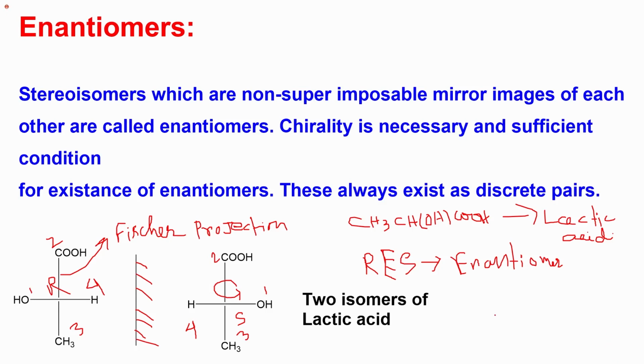So let's see. Here OH is one, carboxylic acid is two, and this is three. So one, two, three is anti-clockwise. That means four goes back. Four is the hydrogen, and four back is the positive rule, always. That means it will show S. This is an S molecule.